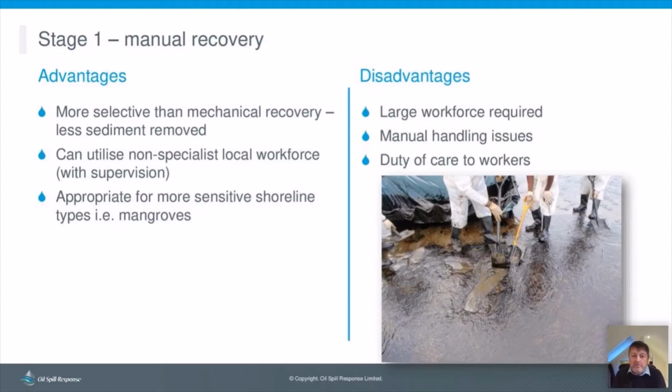Manual handling could be a concern on the shoreline. Obviously, you can imagine quite a lot of manual handling cleaning up the shoreline. So making sure that they're doing it safely and have been given some basic manual handling training is quite key. And you've got that duty of care towards those people as well. You don't want to put them in a situation where they're going to put themselves in harm's way. They may not be aware they're doing that, so that's why you do need those trained supervisors who are going to keep them safe, basically.